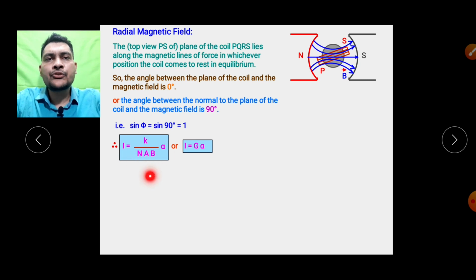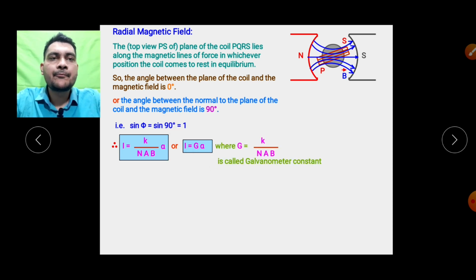If we look at this constant K divided by NBA, K is the spring constant of the spring we used, N is the number of turns, A is the area of the coil, and B is the magnetic field. All these factors are constant. Therefore the whole factor is also constant. If we replace these constants by another constant G, which is known as the galvanometer constant, then we find that the current is directly proportional to alpha, and the constant of proportionality is G, where G is equal to K divided by NBA. So this G is called the galvanometer constant.